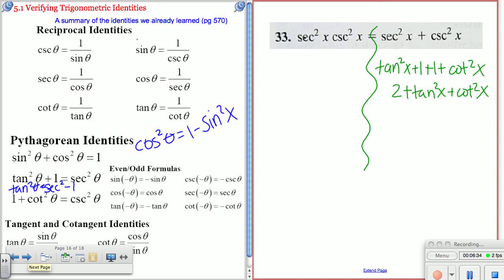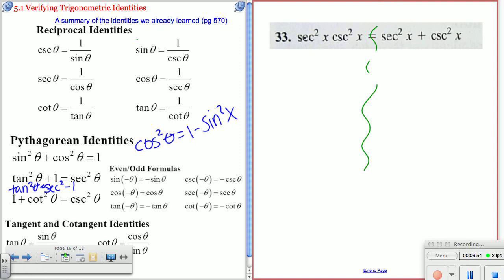Now, to me, I don't think I'm getting much closer to where I want to be. So let's go ahead and go back and try again. Let's try a different route and see if we can try something else. Let's start with changing secant.